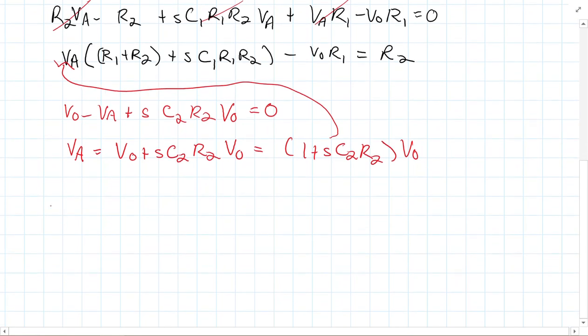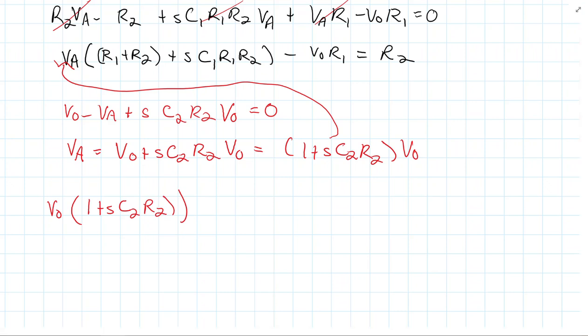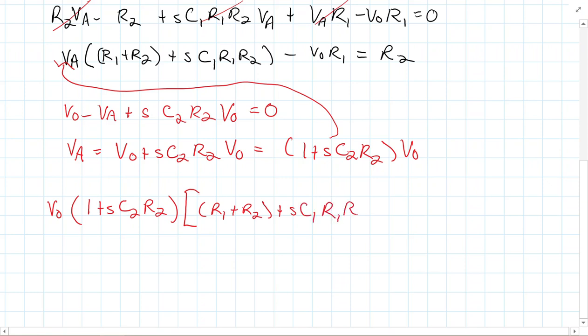And so we'd have V out times 1 plus SC2 R2. I don't know why I put two parentheses there. And I'll put this in brackets a little bit here. R1 plus R2 plus SC1 R1 R2 minus V out R1 is equal to R2.